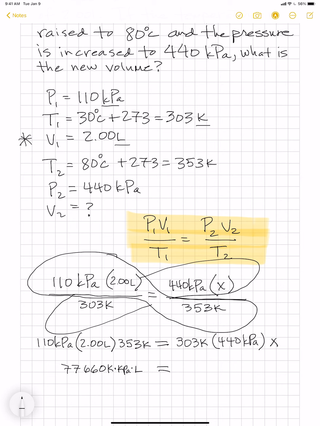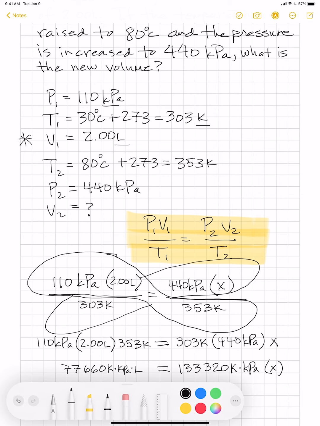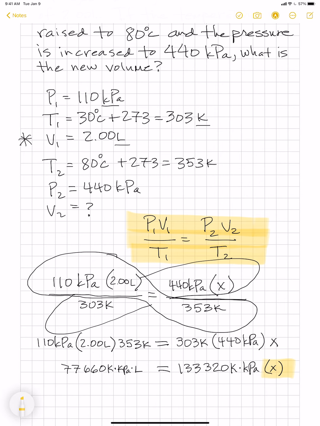All right, what about the other side? Let's multiply 303 times 440 times X, okay? Ooh, an even bigger number, 133,320 Kelvin times kilopascal times X, okay? All right. You know what? That was just multiplication, guys. I don't think that is outside of your abilities. But now we got to do a little bit of algebra, okay? Because we want to isolate this variable right here. We want to isolate x.